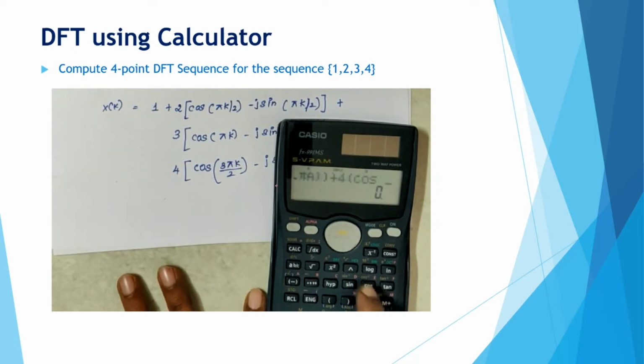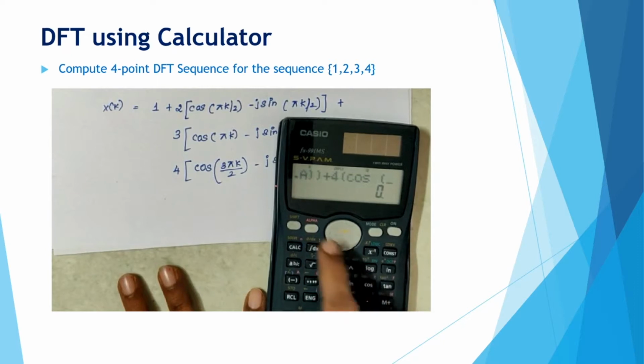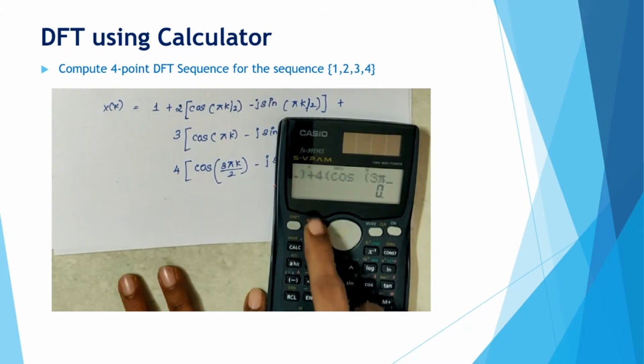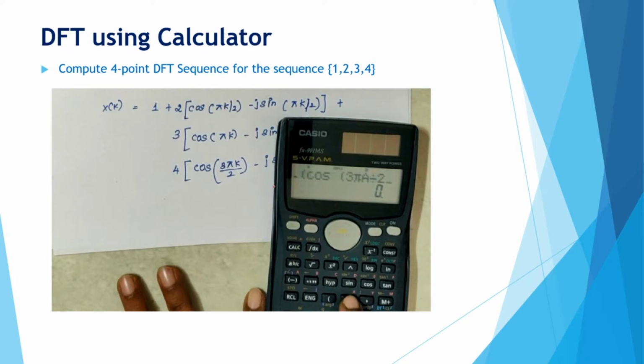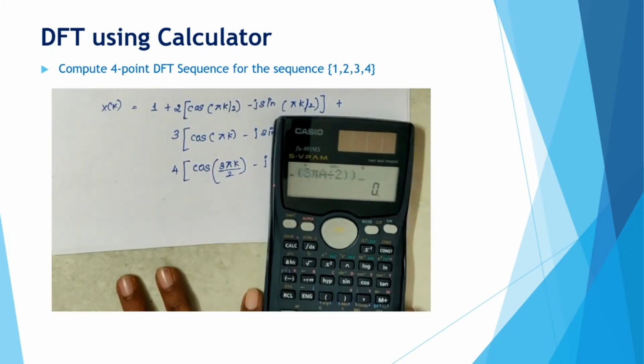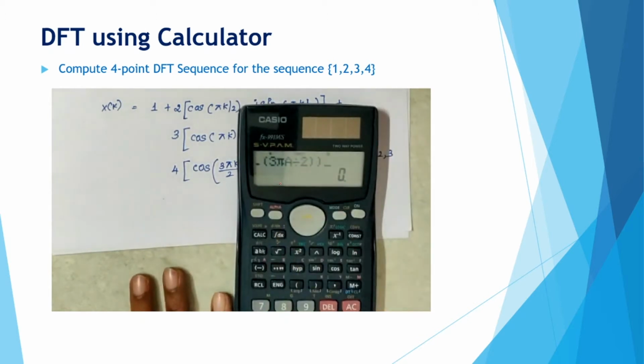4, open the bracket, cos 3 pi a divided by 2 minus I sin 3 pi a divided by 2. So I have typed all the terms now.